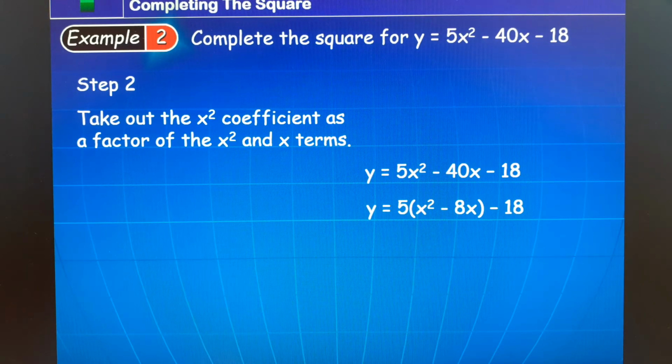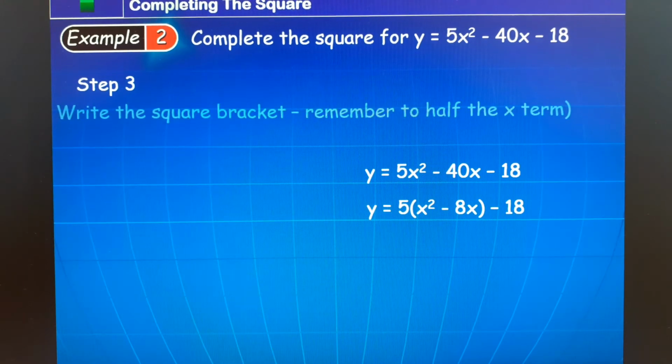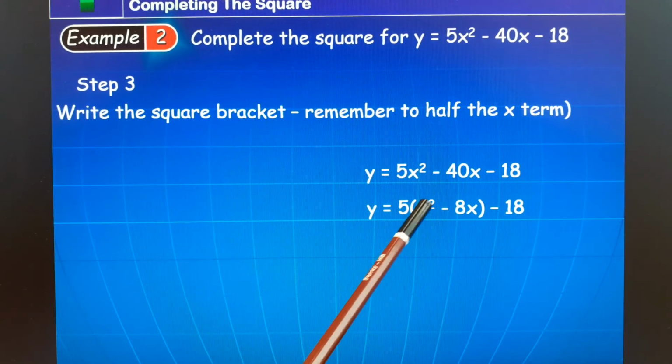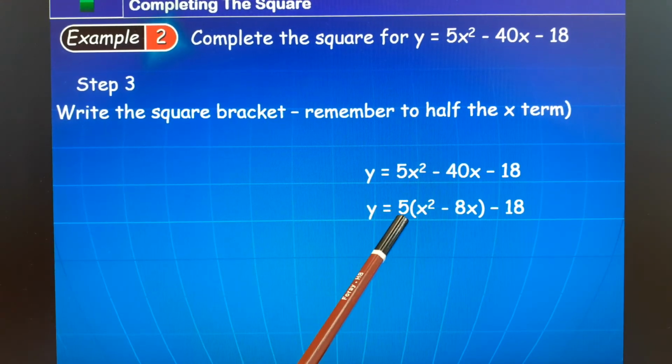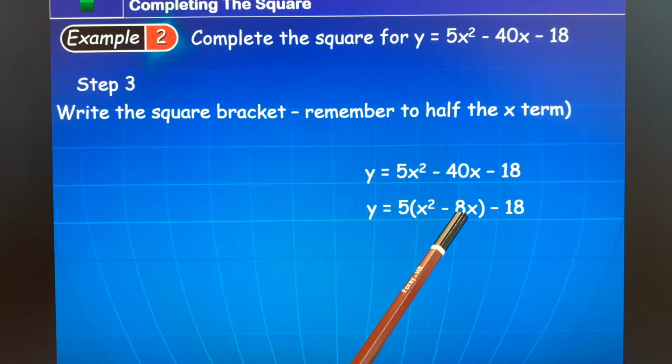Okay, so then the next little part is just pretty much the same. We're going to create our square bracket. So remember, we get it from the bit inside here, and we half that term. So it's really important that you take out your 5 as a factor first, because it's this term we're halving, not the 40, but the negative 8. So that's going to lead to an x, that's going to lead to a negative 4, and then that'll be the bracket with a square around it. So that's x minus 4 all squared. But we still have this 5 outside the bracket, and we still have our negative 18 there.